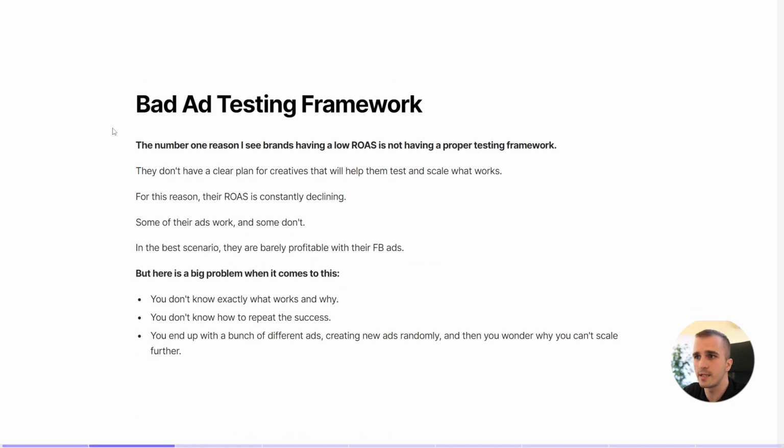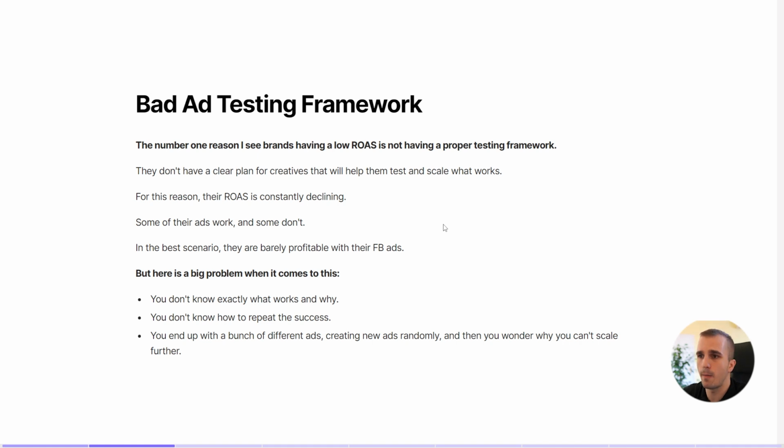So the number one reason I see brands having a low ROAS is that they don't have a proper testing framework for their ads. So they don't have a clear plan for creatives that will help them test and scale what works, which is one of the most important things when it comes to Facebook ads. For this reason, their ROAS is stuck or consistently declining, and some of their ads work and some don't. And in the best scenario, when they don't have this proper testing framework, they're barely profitable with their Facebook ads.